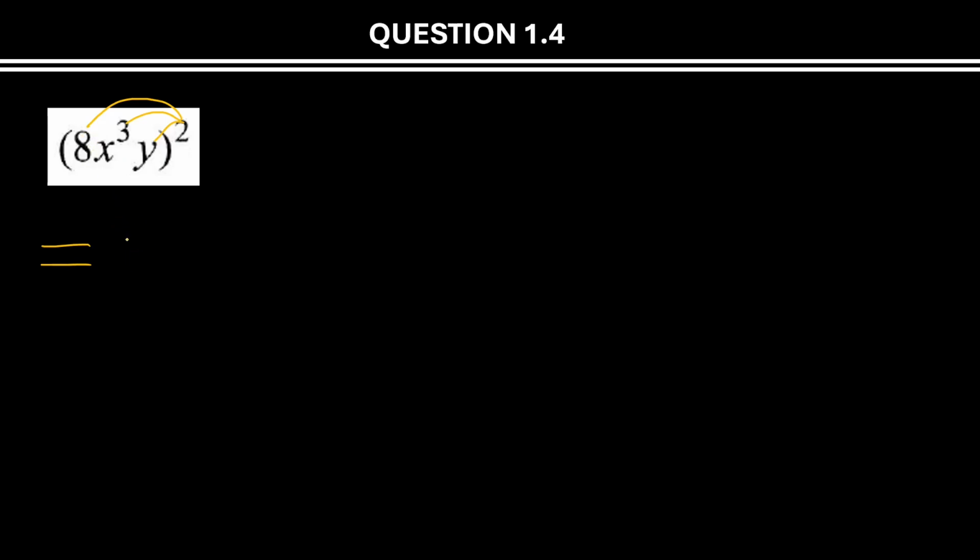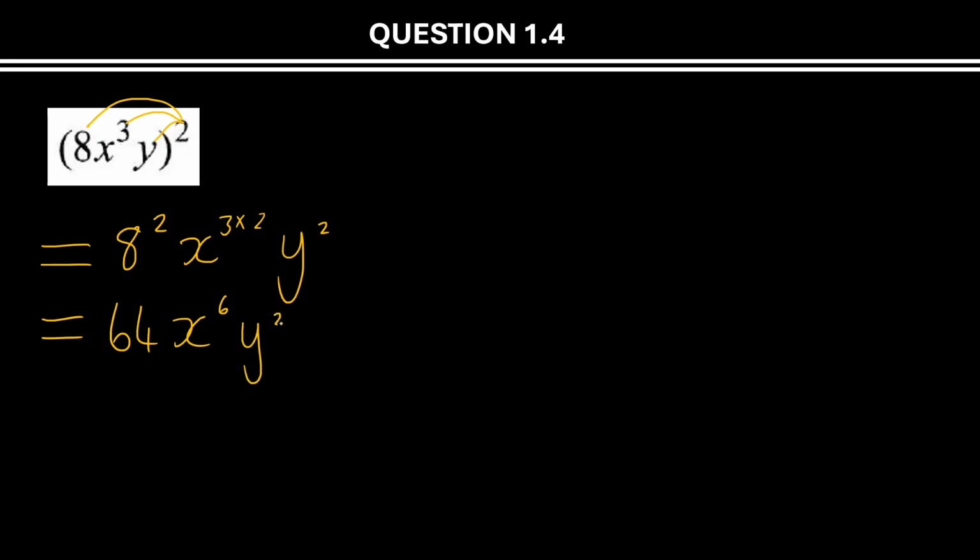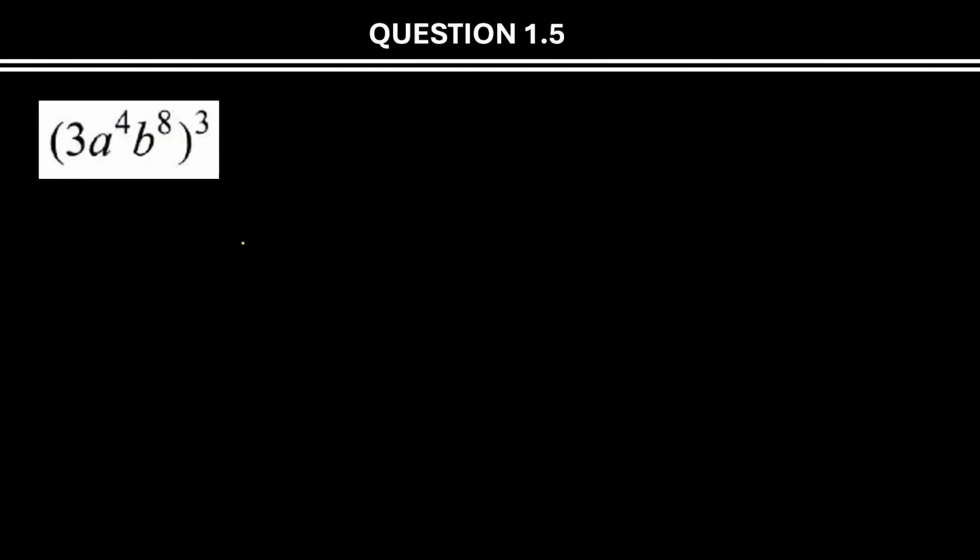Okay, so we've got 8 to the power of 2, then x to the power of 3 times 2, and then y to the power of 2. So 8 to the power of 2 is 64. And then we've got x to the power of 6, y to the power of 2. Now, a lot of people know this, but it is very easy to make that silly mistake of just saying 8 to the power of 2 is 8 times 2, and then write 16.